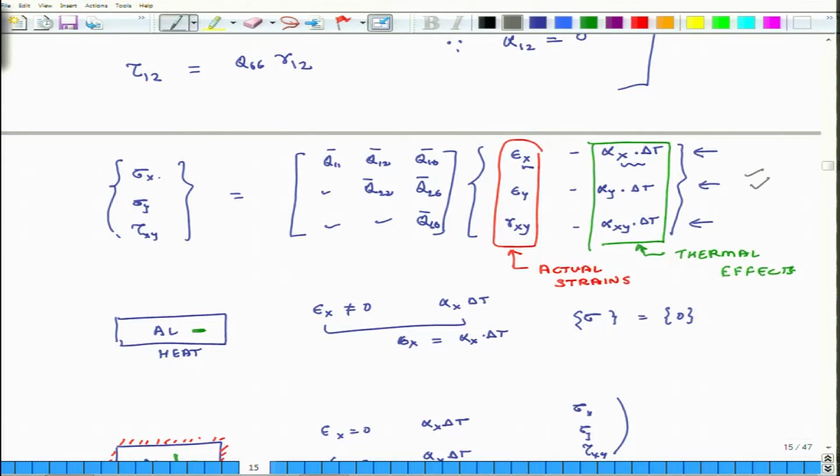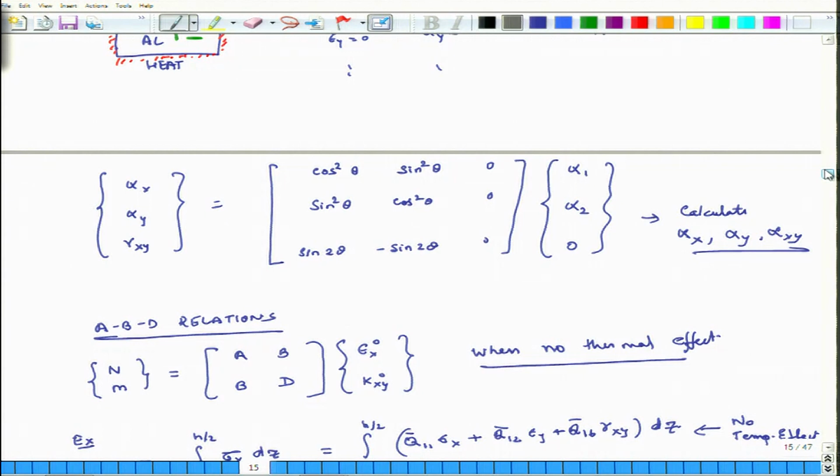And here the strains which are encircled in the red box, that is epsilon x, epsilon y, gamma x y, are the actual measurable physical strains in the system, while alpha x delta T, alpha y delta T and alpha x y delta T are thermal strains, and basically they are mathematical entities to account for thermal effects present in the composite laminates. So, this is the first set of changes we have to accommodate to account for thermal effects, and these changes appear in the stress strain relations. That is the first set of changes.